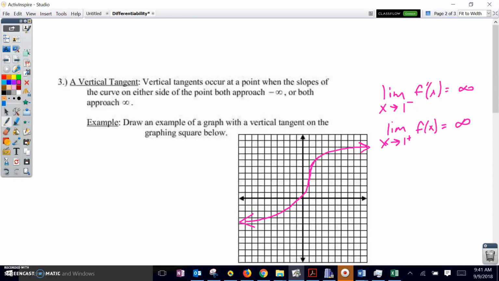What happens here is we actually have a vertical tangent line to the curve. I'm just going to draw this dashed line in representing the tangent line to the curve there. And that line is vertical for an instant right here where x equals 1. That's a vertical tangent, another kind of non-differentiability.